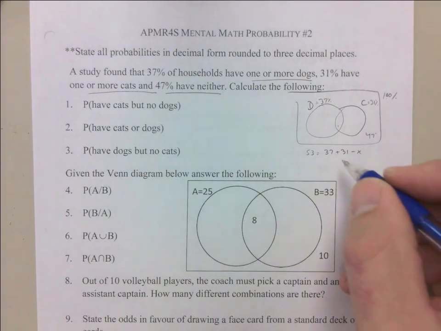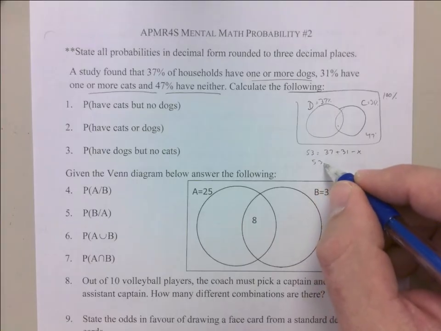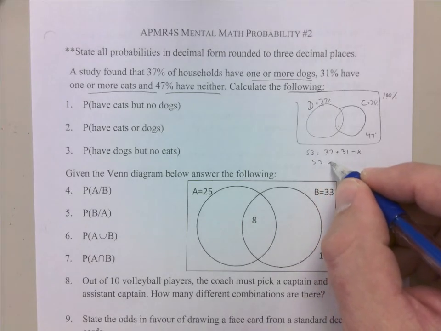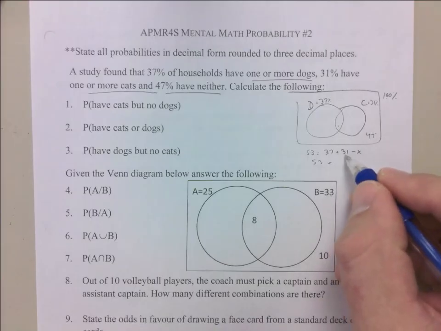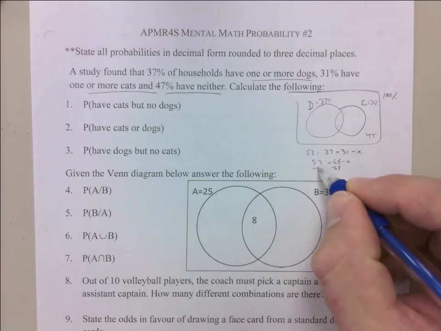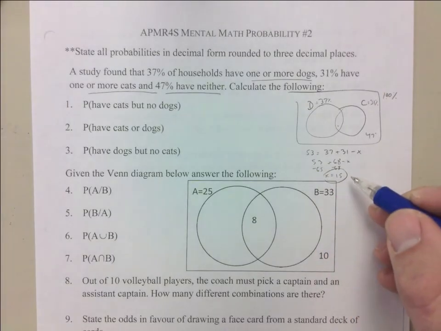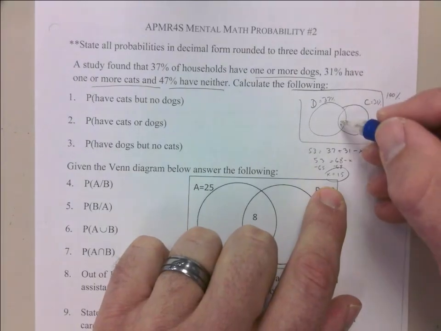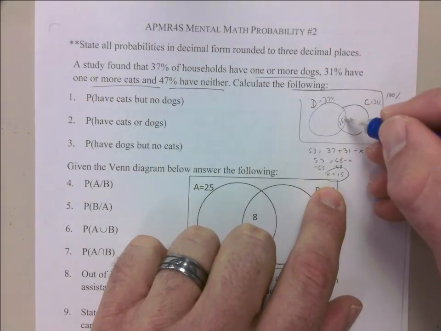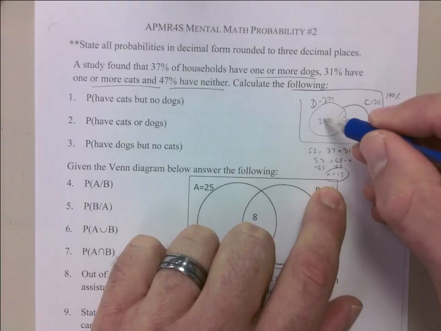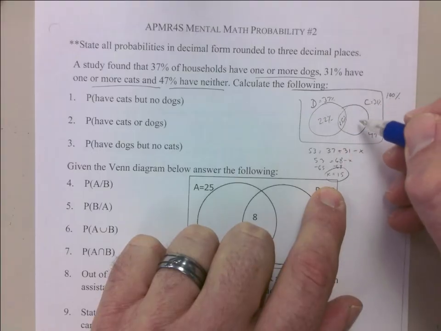You end up, when you do the math here, with 68 minus x. Take away 68 from both sides, and you end up with x is equal to 15. It's not part of my completed work, but this is 15% there, which means this is 22%, which means this is 16%.